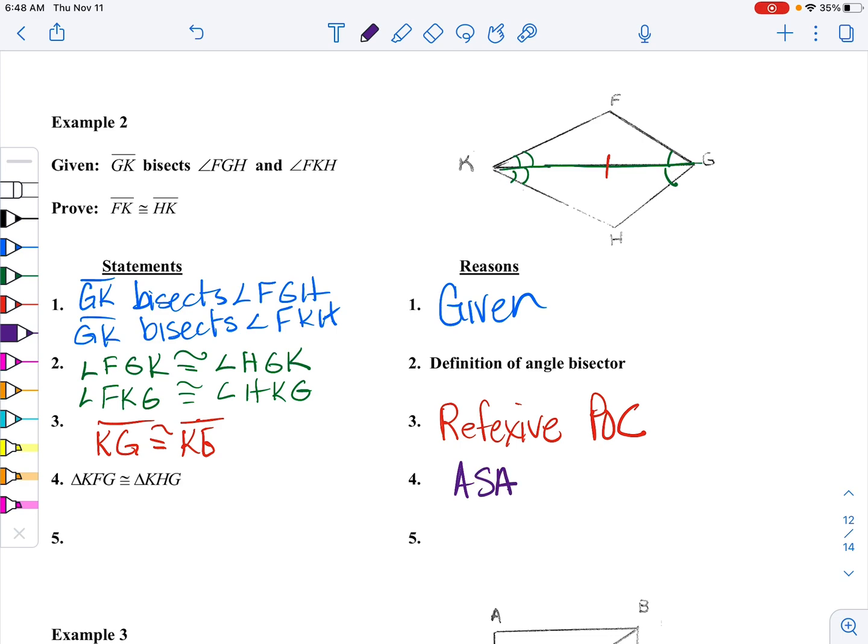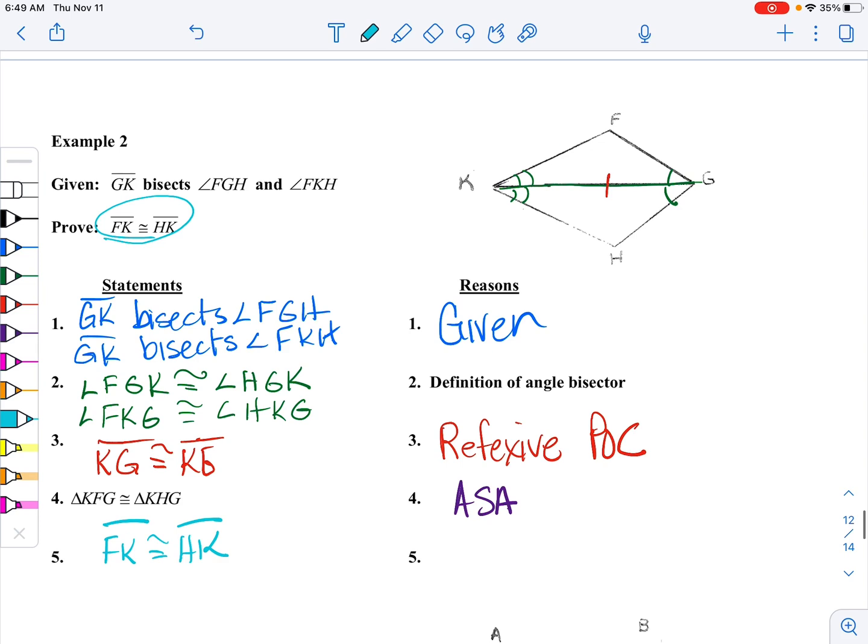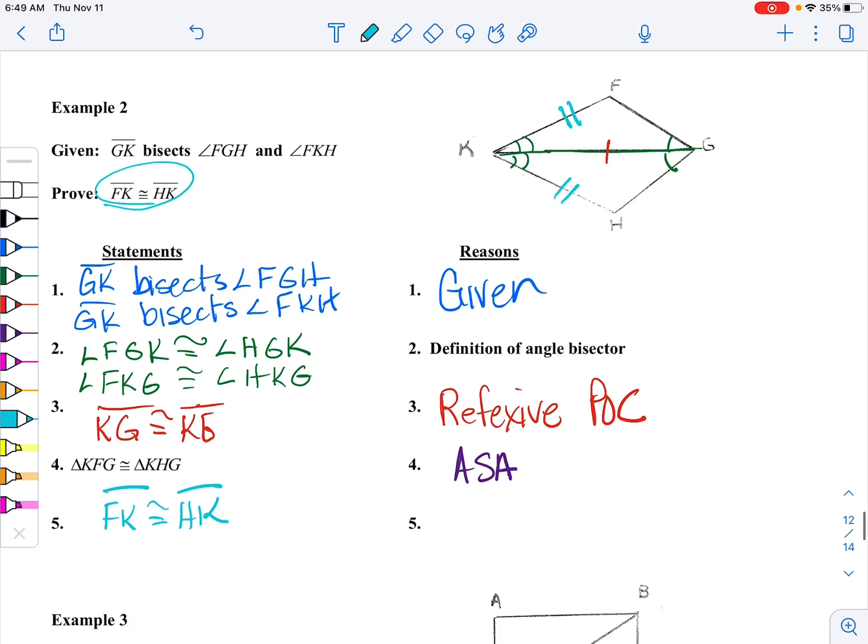And once we've proven that those are congruent, now I can prove what I've been looking to prove, which is FK is congruent to HK. So FK is congruent to HK because those are corresponding parts. Because we've already proven the triangle is congruent, corresponding parts of congruent triangles are congruent. And that's how we prove that.